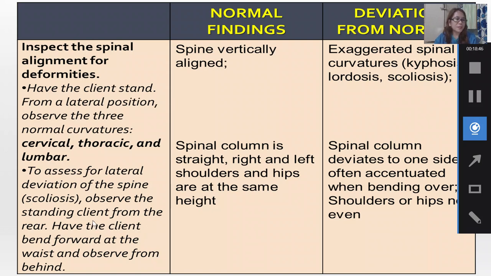And then to assess for lateral deviation of the spine or scoliosis, you have to observe the client standing from the rear. And then you ask the client to bend forward at the waist and observe from behind. Yuyuko si client, nasa likod ka, makikita mo yung itsura ng kanyang spine. So, normally, spine is vertically aligned. Pag dito naman ang chinecheck mo, yung cervical, thoracic, and lumbar, spinal column is straight, right and left shoulders and hips are at the same height.